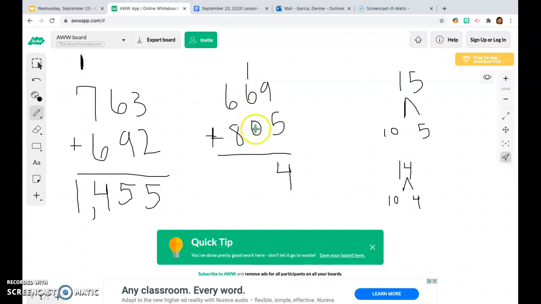6 plus 0 is 6, plus 1 is 7. It is not equaling 10, so there's no need for me to regroup. And now we go to 8 plus 6. What is 8 plus 6?